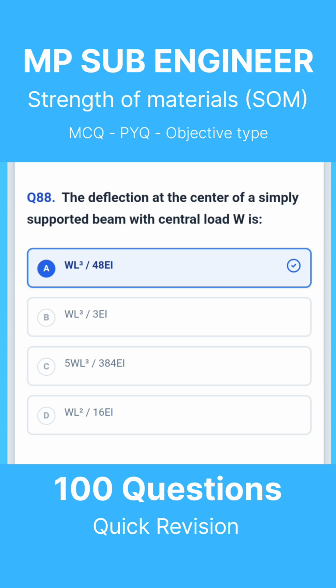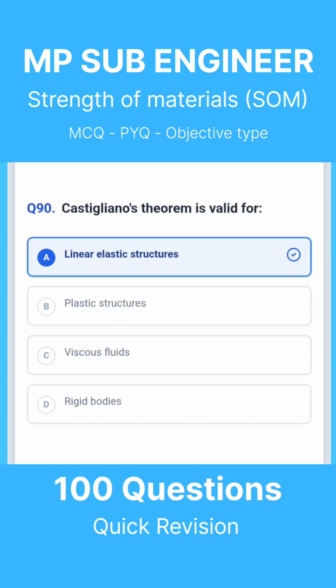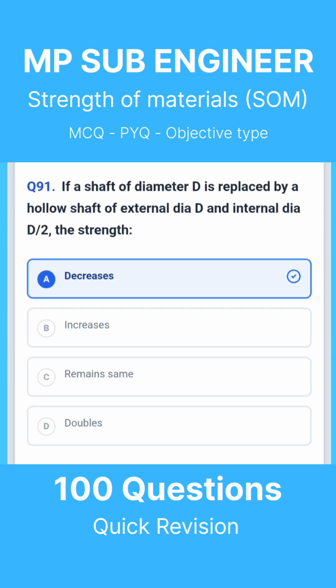Question 88. The deflection at the center of a simply supported beam with central load W is. The correct answer is WL cubed divided by 48 EI. Question 89. The unit of strain energy is. The correct answer is Newton meter, joule. Question 90. Castigliano's theorem is valid for. The correct answer is linear elastic structures. Question 91. If a shaft of diameter d is replaced by a hollow shaft of external diameter d and internal diameter d divided by 2, the strength. The correct answer is decreases.